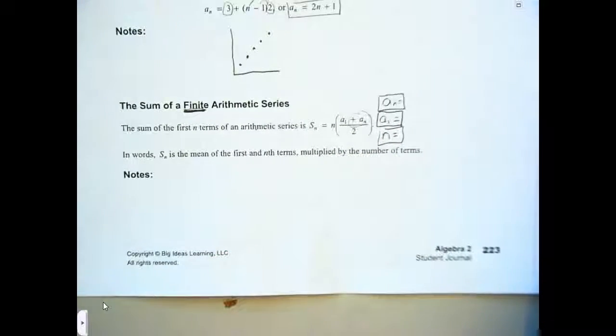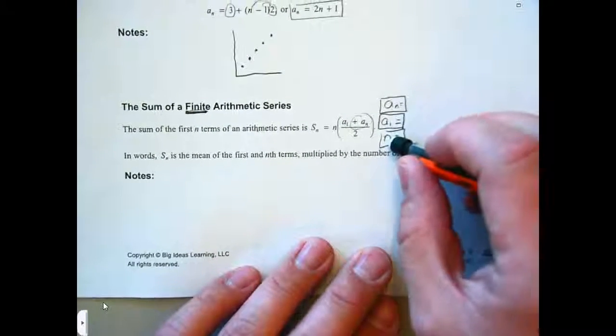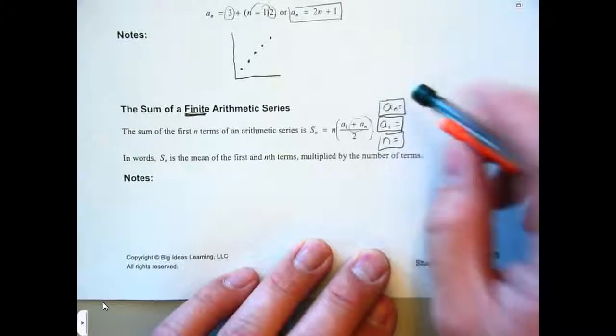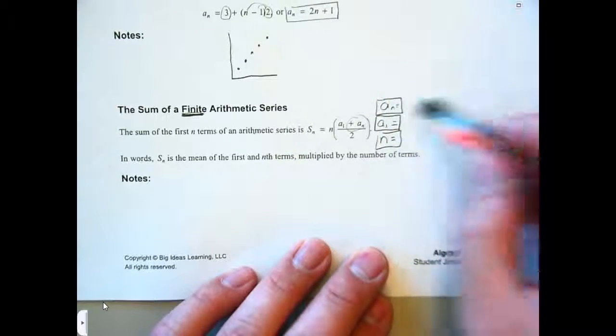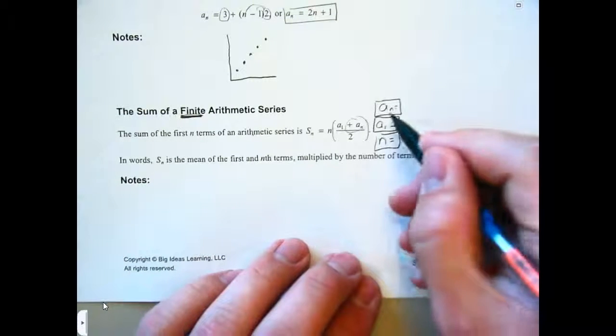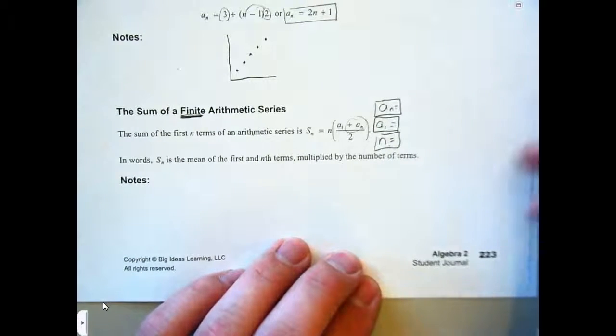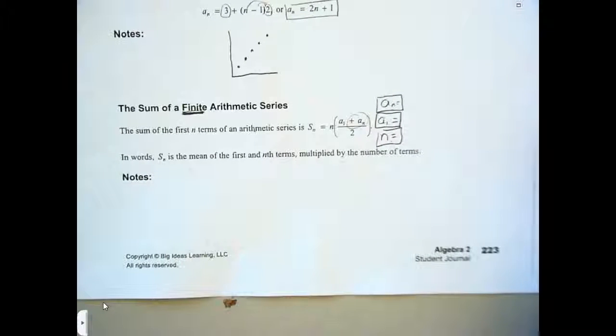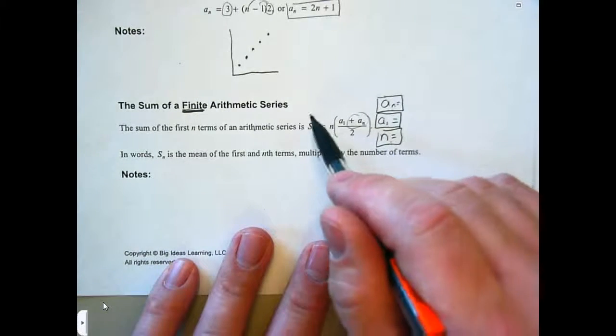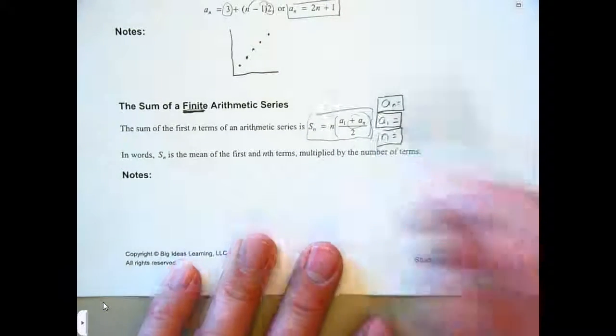If we know n, we should know a sub n, or at least we'd be able to calculate it. Or if we know this, we should be able to calculate that. As long as we have 2 of the 3, we should be able to calculate the other. Very good. We're going to use this formula a lot today.